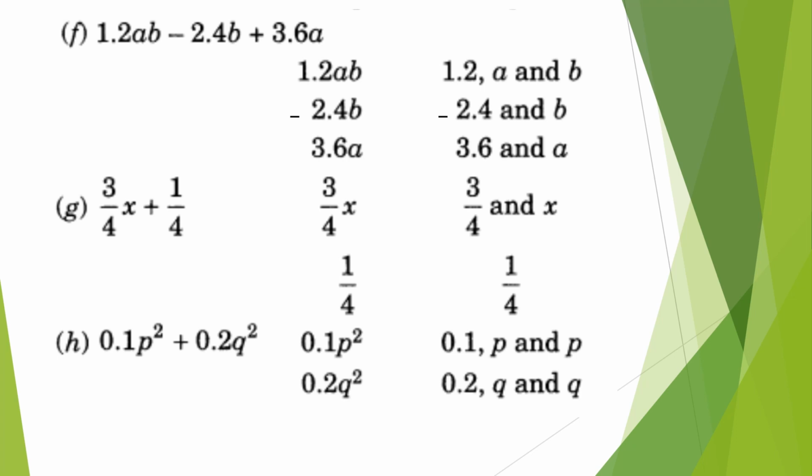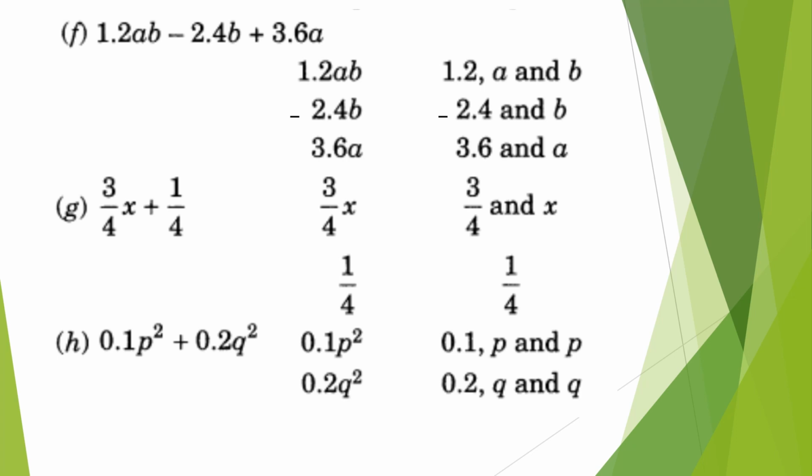Now we move to question G. 3 by 4 x plus 1 by 4 is the expression. So the first term is 3 by 4 x. Its factors are 3 by 4 and x. Second term is 1 by 4 and its factor is 1 upon 4.